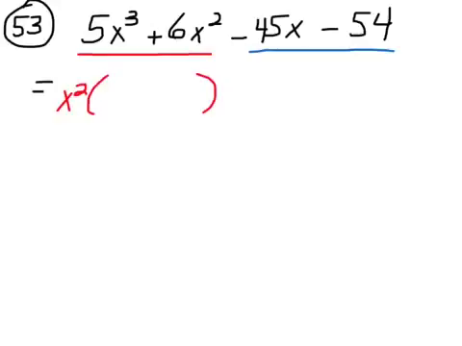And when you have 5, if you divided that out, 5 would be left. I had an x cubed. I took an x out. There would be an x left, right? And then I have a plus 6x squared, but I took the x squared out. Wouldn't it be a 6 there?